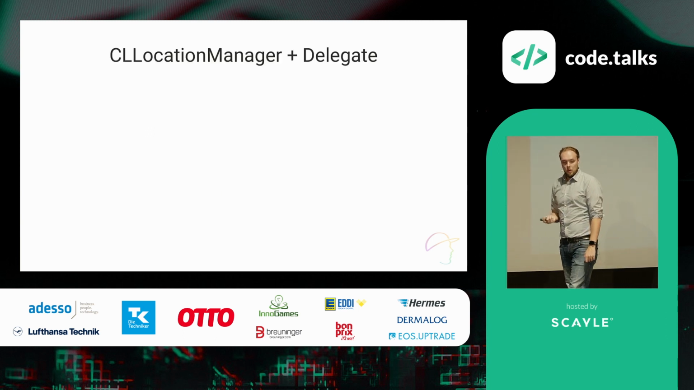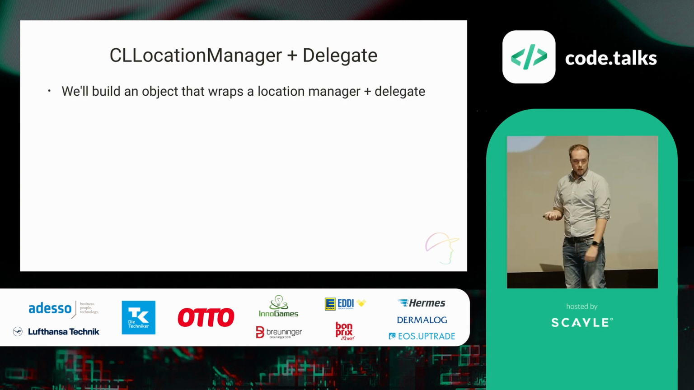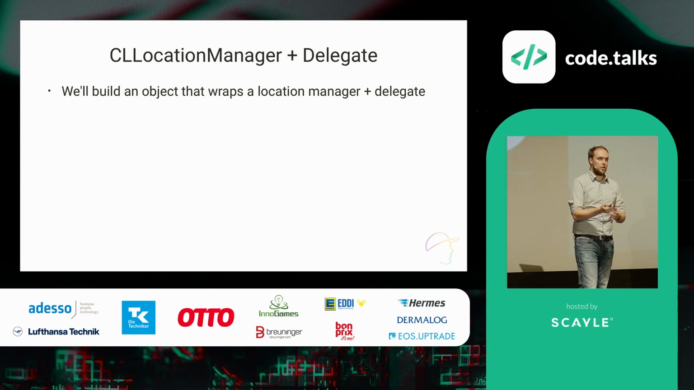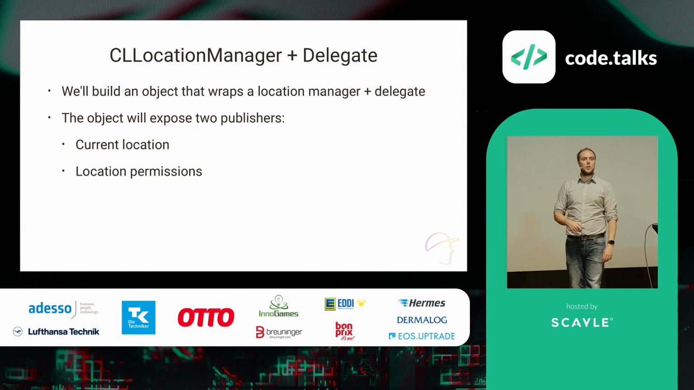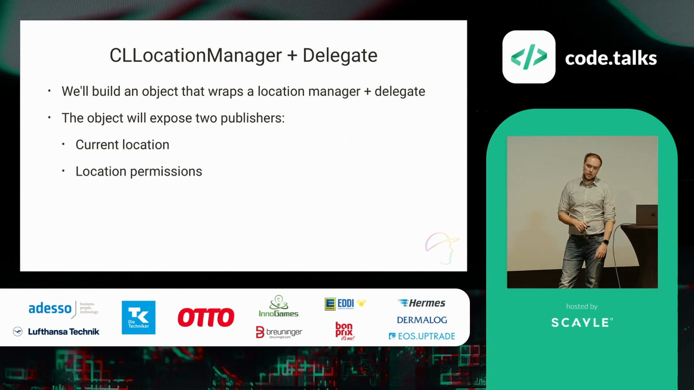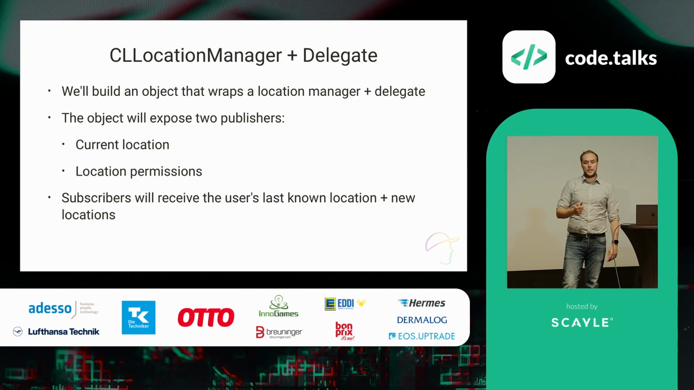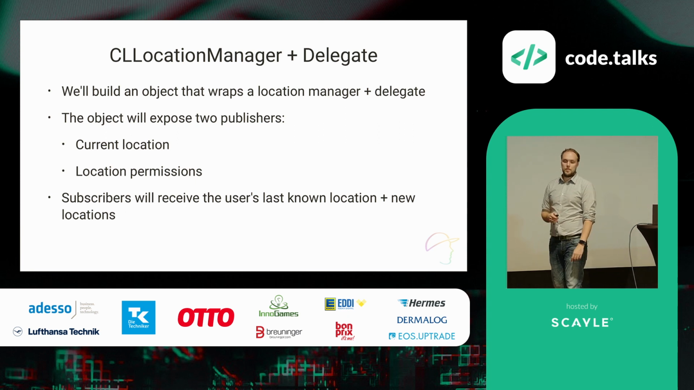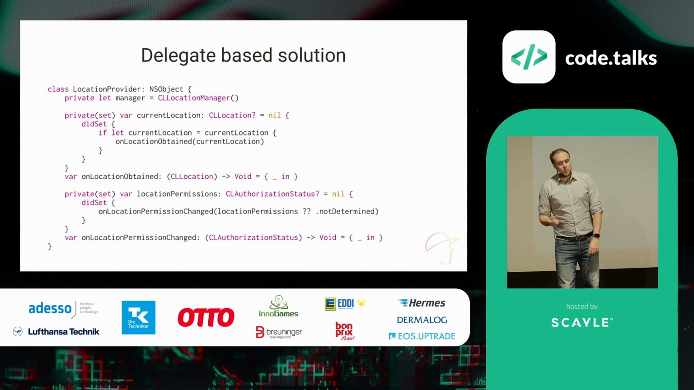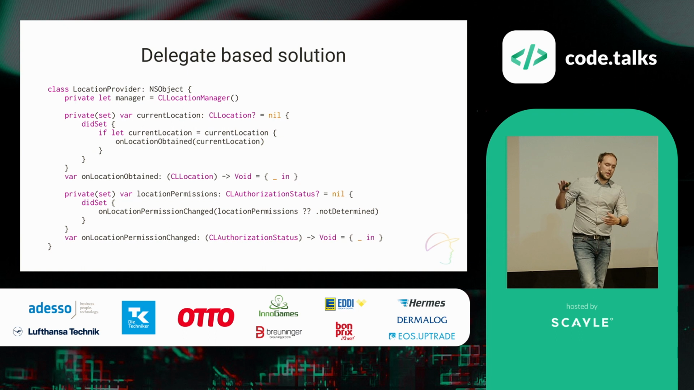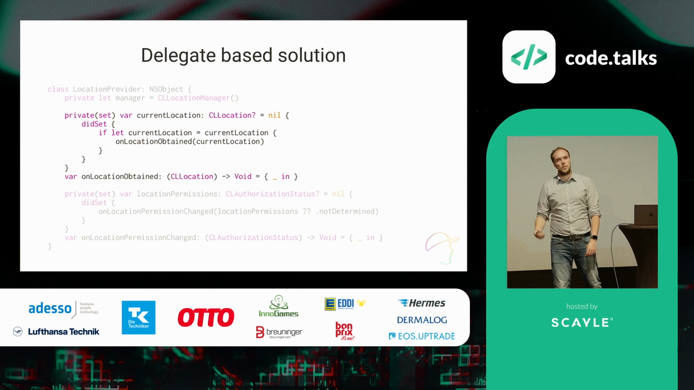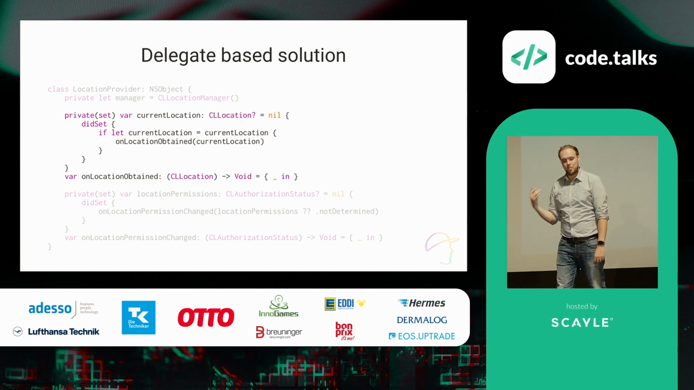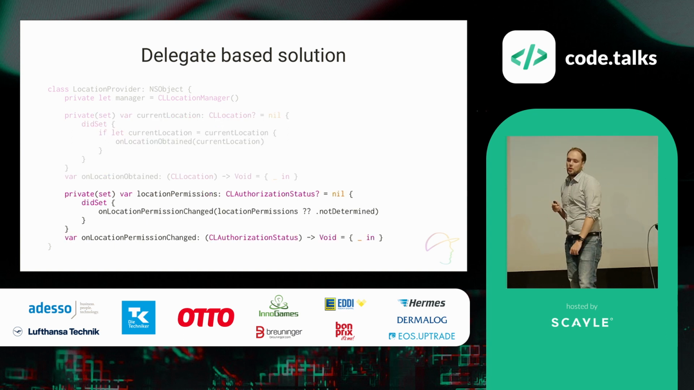We'll use a CLLocationManager object and CLLocationManagerDelegate. And it will be an object that wraps this manager plus delegate. And that one object will expose two publishers, one to get a user's current location and one to get the device's current location permissions. Subscribers will receive the user's last known location and any new locations. This is what the initial solution might look like, or rather the location provider itself might look like. And as you can see, it follows the pattern you saw before, right? So even though this is going to be delegate-based, we still have some property, and we want to know when it changed, right? Because that property is going to reflect current location or the current location permissions.